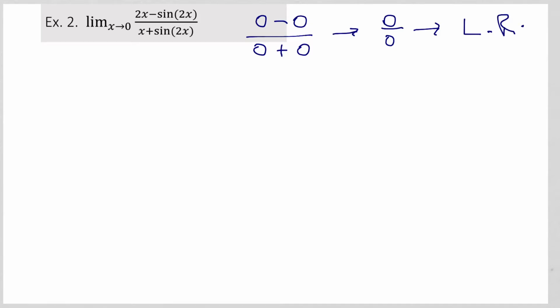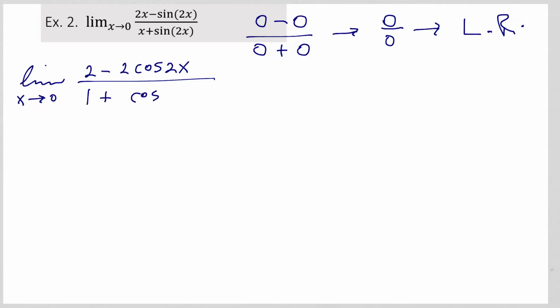Now I want to take the first derivative of the top function and the bottom function separately, and try to evaluate that limit. So I'll have 2 minus, that would be the cosine of 2x, chain rule, times 2. That would be 1. And this would be the same situation, cosine of 2x times 2.